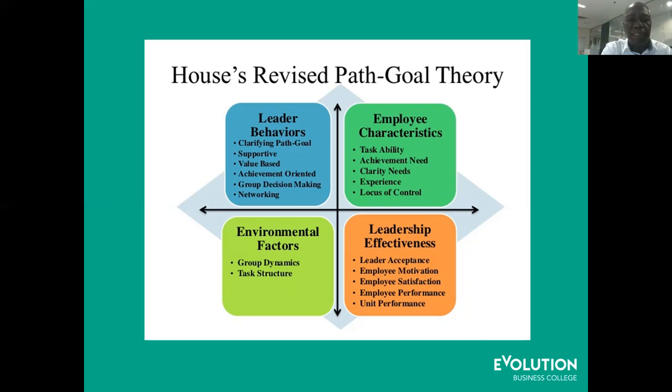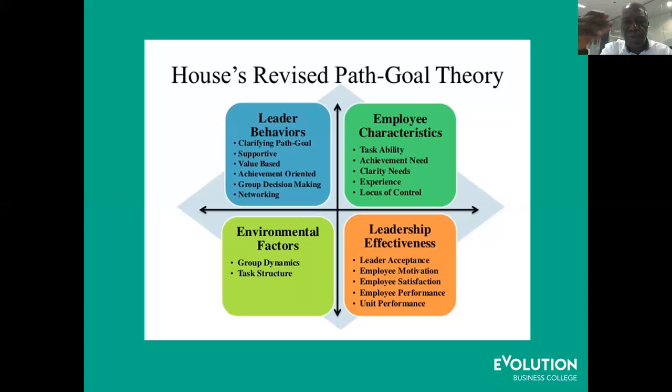So what are the environmental factors? With the environmental factors, you look at the group dynamics, right? That means group behavioral patterns, the group culture and task culture, which have an impact on how the team is led and the behavior of the team. And so the leadership effectiveness is the leader's acceptance. How is he accepted? Employee motivation: how are the employees motivated? Are they motivated by the rewards? Are they motivated maybe by self-fulfillment? And where do they derive their satisfaction from?